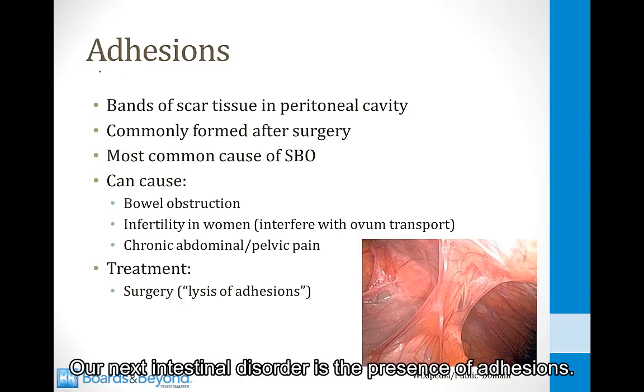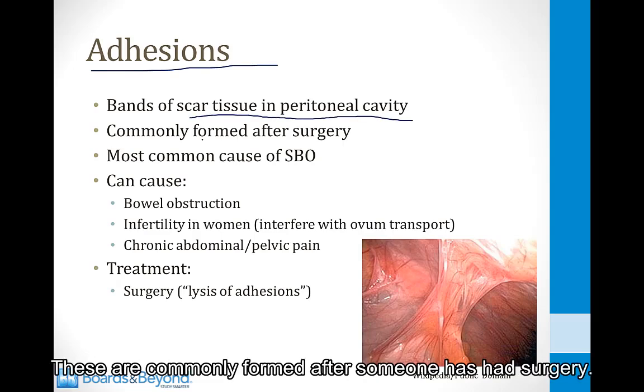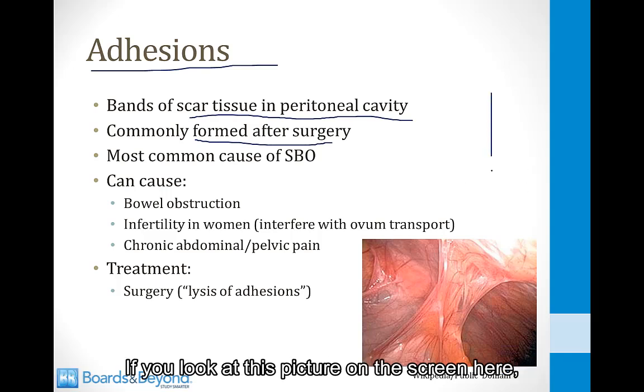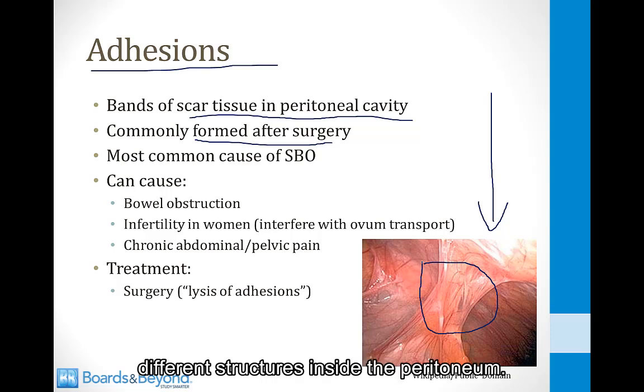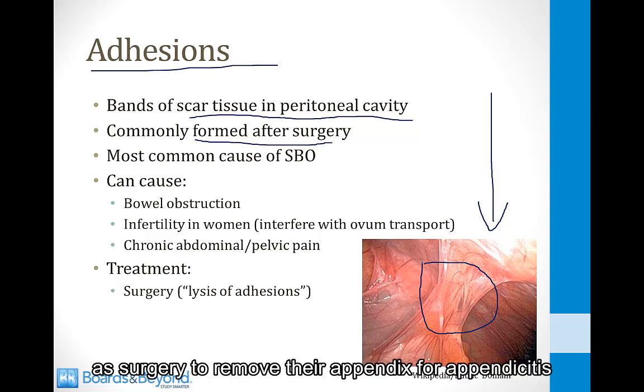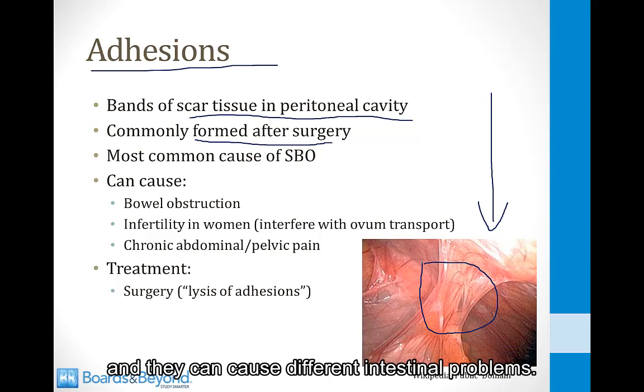Our next intestinal disorder is the presence of adhesions. These are bands of scar tissue in the peritoneal cavity. These are commonly formed after someone has had surgery. If you look at this picture on the screen here, this is an image taken with a laparoscope. The surgeon is peering into the abdomen, and you can see this adhesion connecting different structures inside the peritoneum. So for example, if someone has surgery, such as surgery to remove their appendix for appendicitis, or if women have C-sections, after the surgery they can be left with these adhesions, and they can cause different intestinal problems.